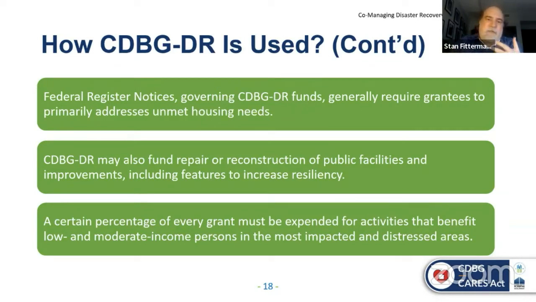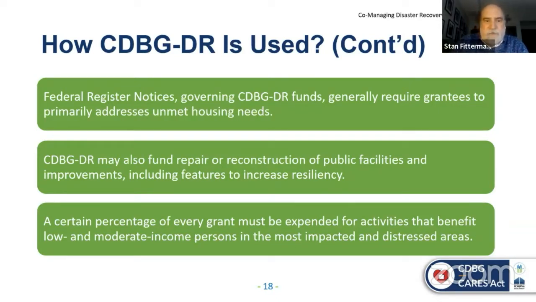And that's a little bit of a difference, if I could do a quick aside, than FEMA. FEMA wants you to build it back as it was. With DR, you can build it back in a way that increases the resiliency. So if it's in a floodplain, you could elevate it to get it out of the floodplain.